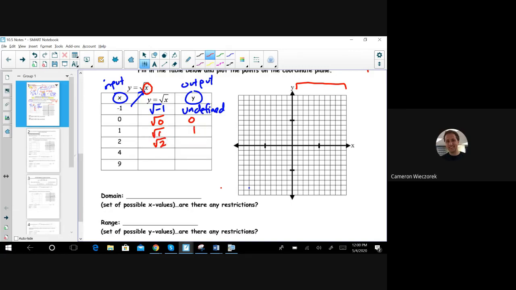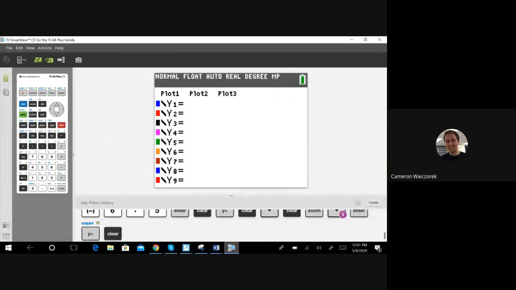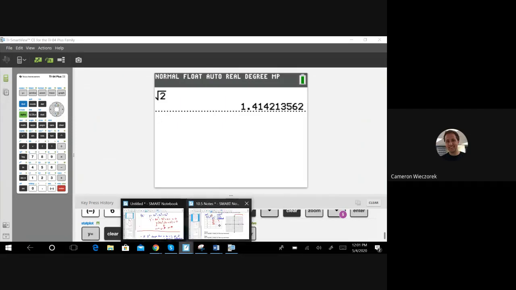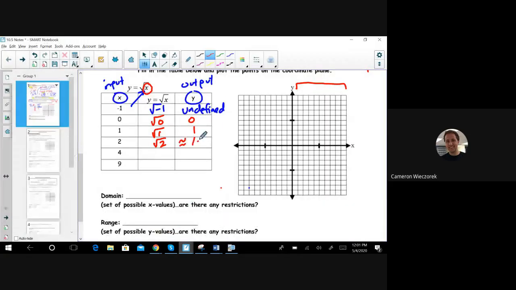Now, when you put 2 in, square root of 2, that's not a nice, clean, perfect square, so I'm just going to estimate that on my calculator. The square root of 2 is approximately 1.4. If I put 4 in, the square root of 4 is 2, and if I put 9 in, the square root of 9 is 3.